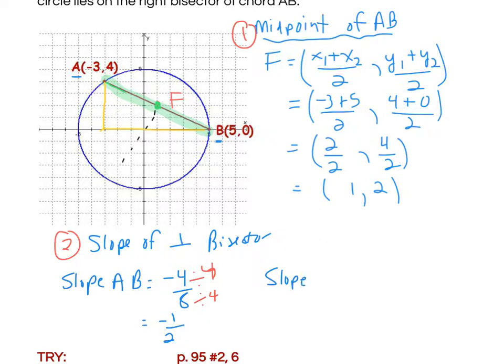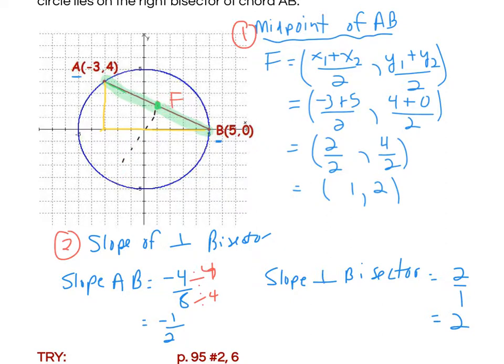Now I know that the slope of my perpendicular bisector is going to be the negative reciprocal of that. So what is the negative reciprocal of -1 over 2? Well, it is +2 over 1, or just quite simply 2. So there, I figured that out. So now I know the slope of this black line that I've drawn in over here for my perpendicular bisector.